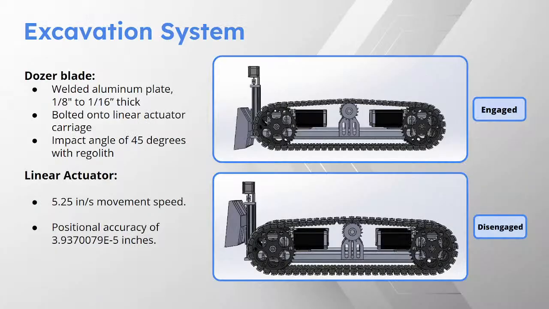For the excavation system, like I said, we're doing a bulldozer. That is also made out of aluminum. This is just aluminum stock that we are water jetting. It's about 1/8 to 1/16 thick, depending on which part you're looking at. That's bolted onto the carriage system of the linear actuator to allow it to move up and down. The linear actuator has basically roller bearings on this aluminum extrusion to keep it from turning side to side, since that is the lightest and most cost-effective solution that we have. It's fairly quick and it has very good positional accuracy, so the software team has something good to work with.